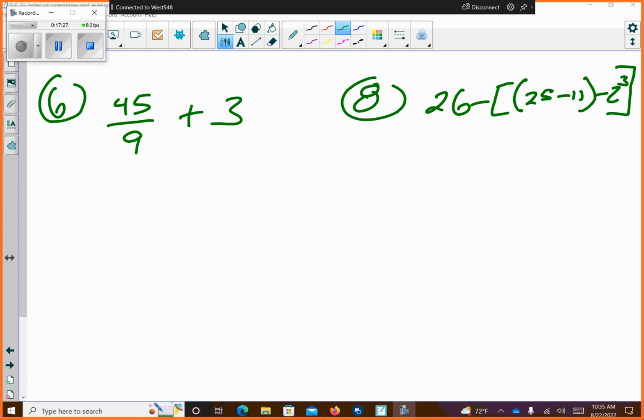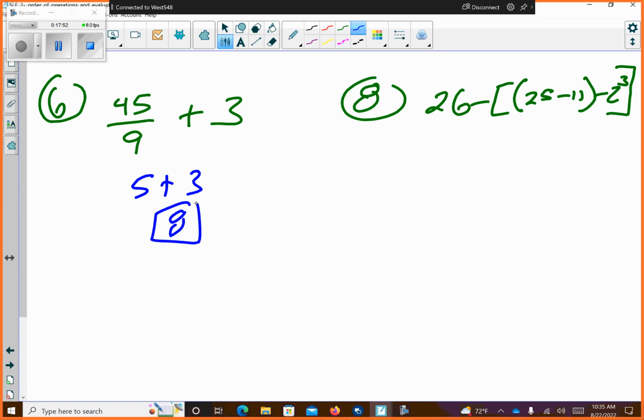All right, let's try it. For problem number 6, what do you think? What should we do first? 45 over 9 or plus 3? 45 over 9, what do you think? Yeah, got a calculator, go 45 divided by 9, and you get 5. And then 5 plus 3, oh, that's a toughie. 8. Cool. All right. Problem number 8.